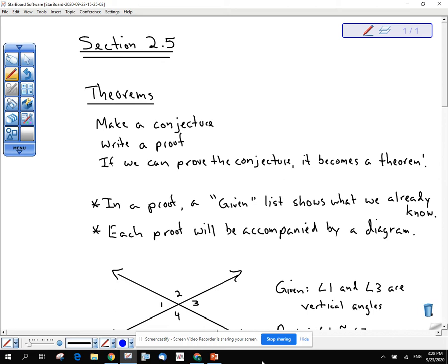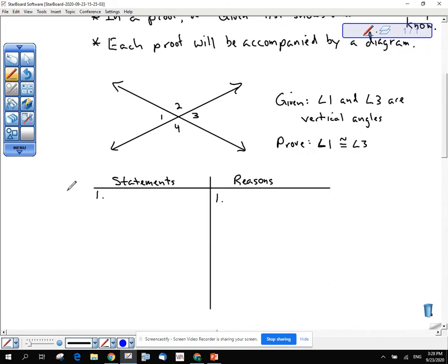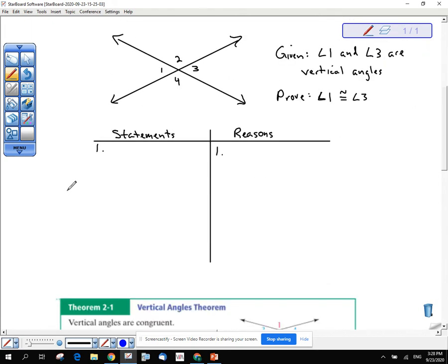Okay, let's get into this. In a proof, a given list shows what we already know. Each proof will be accompanied by a diagram, okay? Now, here's where we're going to do our first proof. We've talked about what vertical angles are. You already know what vertical angles are. And you can look at this picture and see that 2 and 4 are vertical angles, 1 and 3 are also vertical angles. And you might make a conjecture that they are congruent, okay? And that's what we're going to try to do. So the given is that angle 1 and angle 3 are vertical angles, and we want to prove that angle 1 is congruent to angle 3.